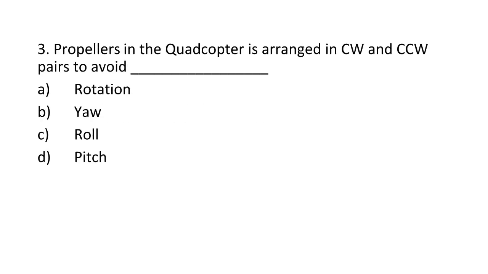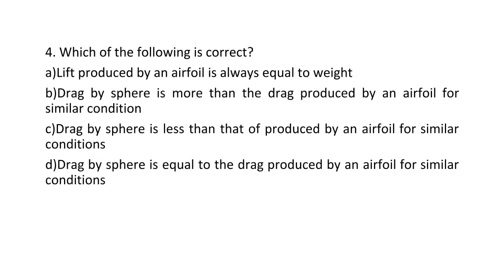3. Propellers in the quadcopter are arranged in CW and CCW pairs to avoid A. Rotation, B. Yaw, C. Roll, D. Pitch. 4. Which of the following is correct? A. Lift produced by an airfoil is always equal to weight. B. Drag by sphere is more than the drag produced by an airfoil for similar conditions. C. Drag by sphere is less than that produced by an airfoil for similar conditions. D. Drag by sphere is equal to the drag produced by an airfoil for similar conditions.